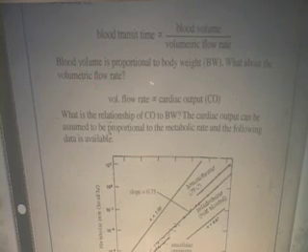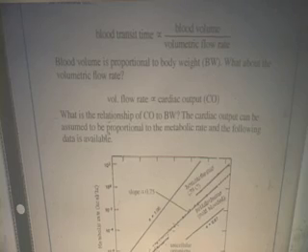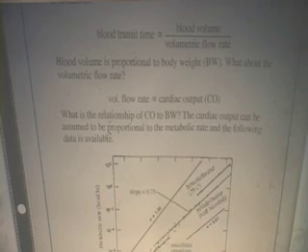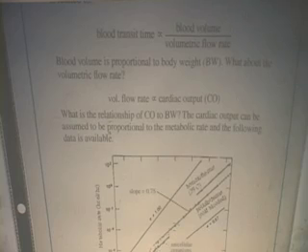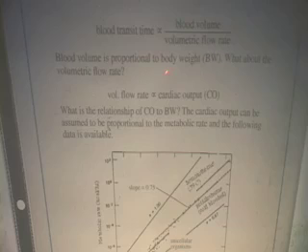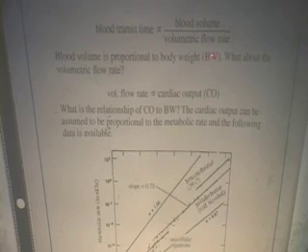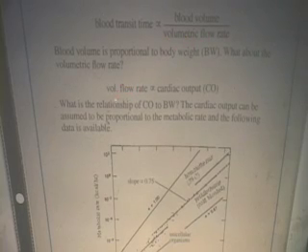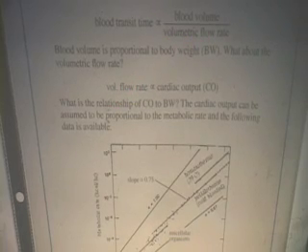Well, blood volume is proportional to body weight because it acts like an organ. You know what the largest organ in your body is? Your skin. All right. So what about the volumetric flow rate? So we know that blood volume is proportional to body weight. What about the volumetric flow rate, the denominator? Well, that volumetric flow rate is going to be proportional to the cardiac output, how fast your heart is pumping blood.